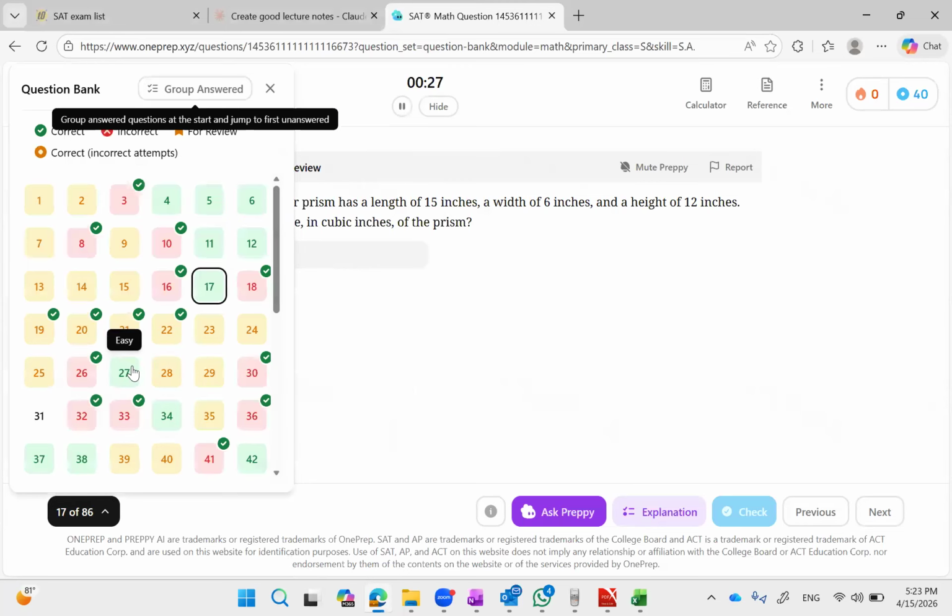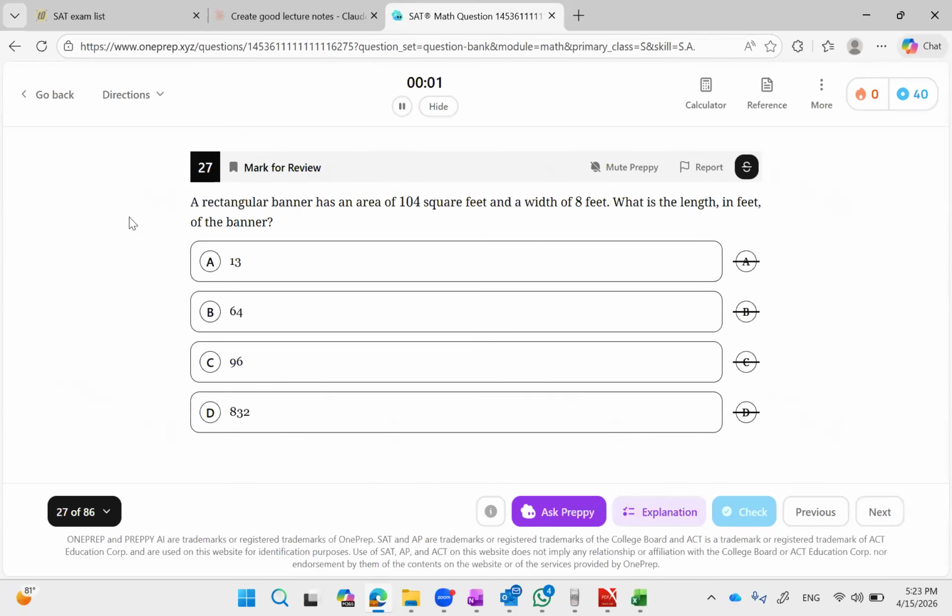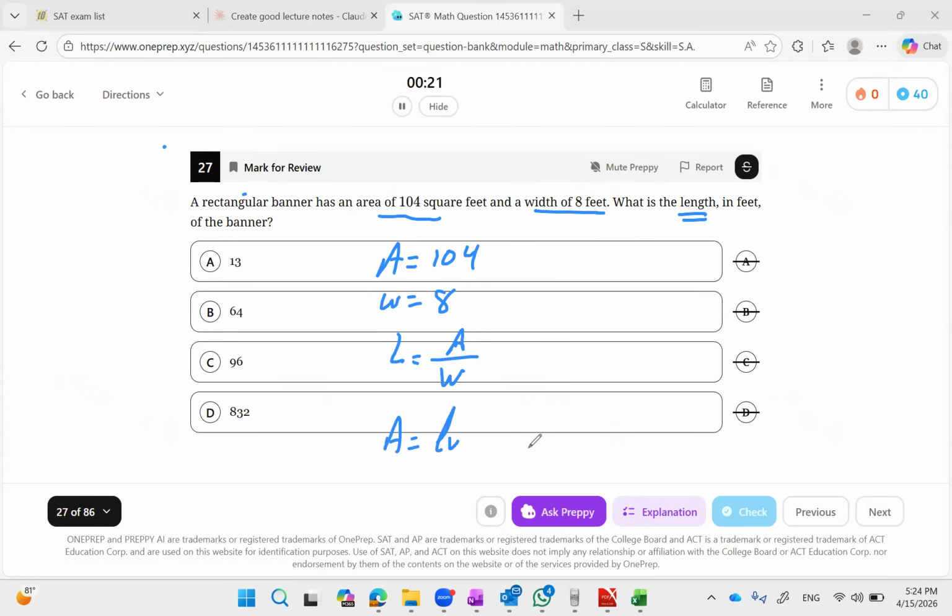This one is a direct question. I like it, about the volume. Let's finish 27. A rectangular banner has an area of 104. So this is also an indirect question. The area is equal to 104. The width is equal to 8. So what is the length? The length is equal to the area divided by the width. Why? Because area is equal to length by width.